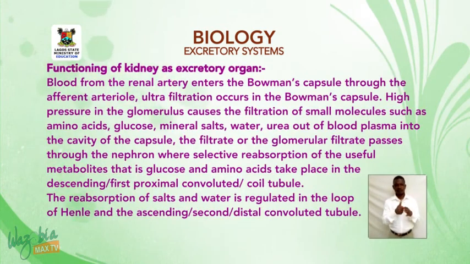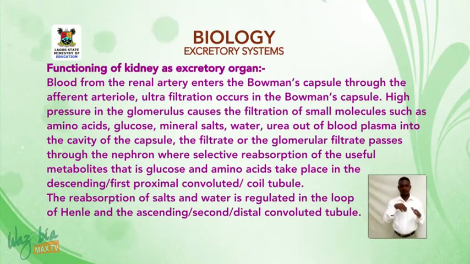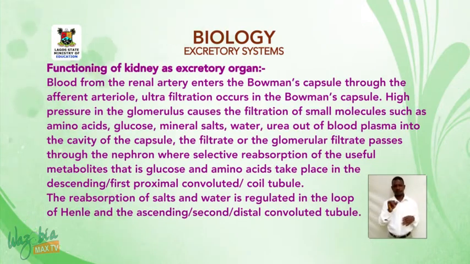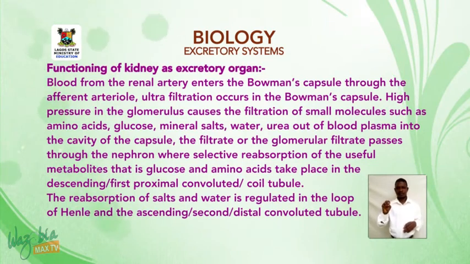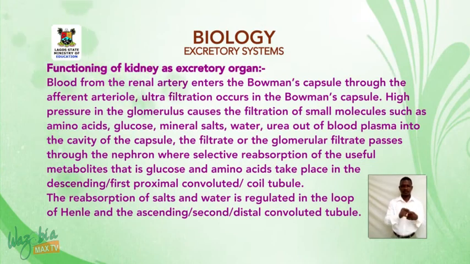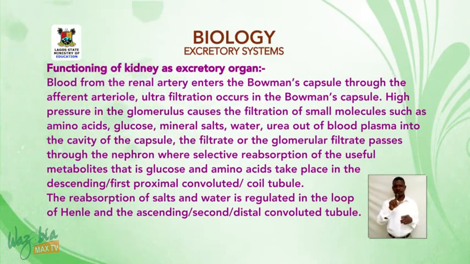Functioning of kidney as excretory organ. Blood from the renal artery enters the Bowman's capsule through the afferent arteriole. Ultrafiltration occurs in the Bowman's capsule. High pressure in the glomerulus causes the filtration of small molecules such as amino acids, glucose, mineral salt, water, urea out of the blood plasma into the cavity of the capsule.